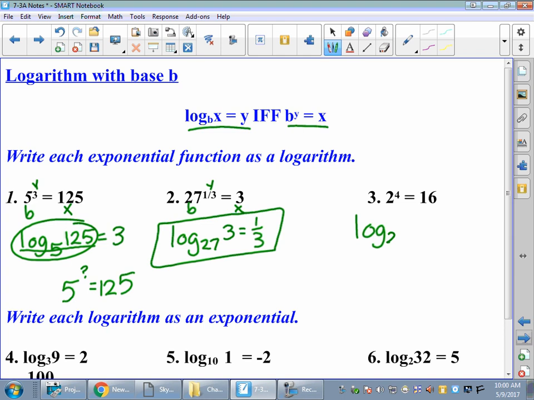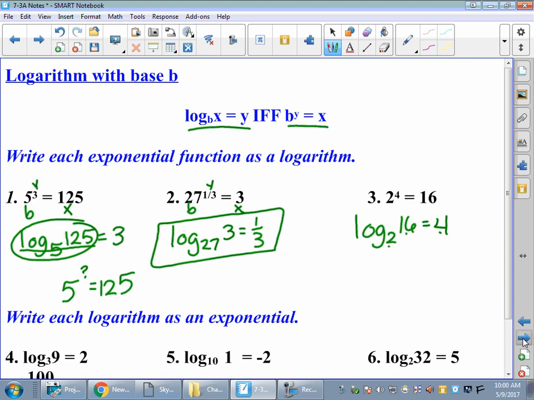Log base 2 of 16 is equal to 4. And remember what you're asking. What number do you raise this base 2 to get 16? And the answer is 4.